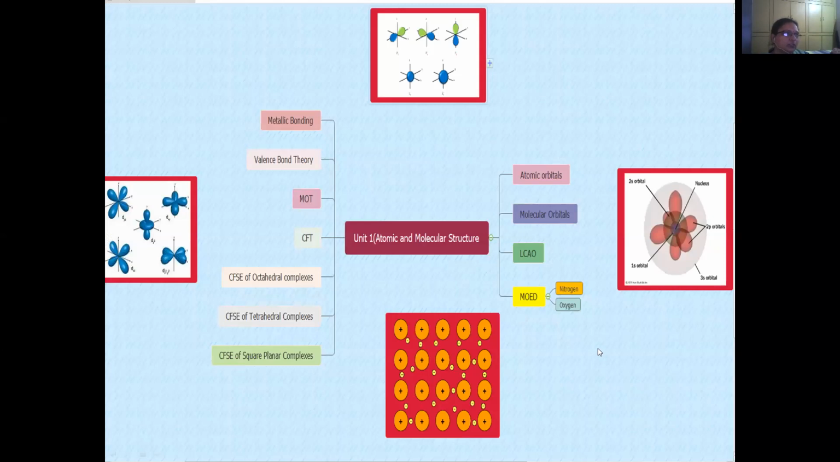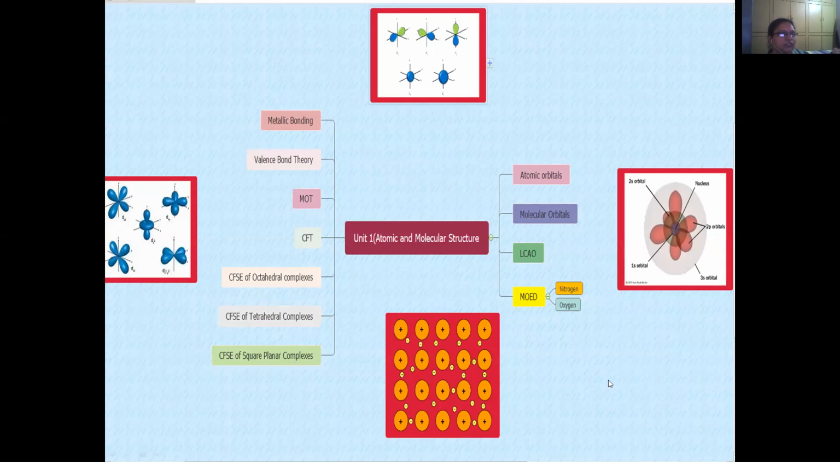So, in atomic and molecular structure, we are going to read about atomic orbitals, molecular orbitals, linear combination of atomic orbitals, then molecular orbital energy diagrams of nitrogen and oxygen, then metallic bonding, valence bond theory, molecular orbital theory, crystal field theory, and crystal field splitting of energies of octahedral, tetrahedral, and square planar.